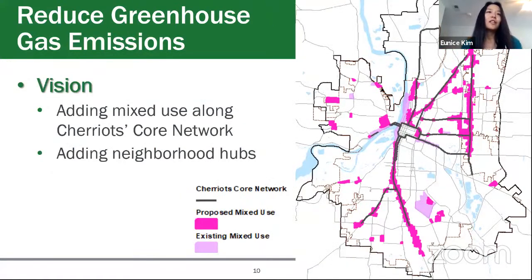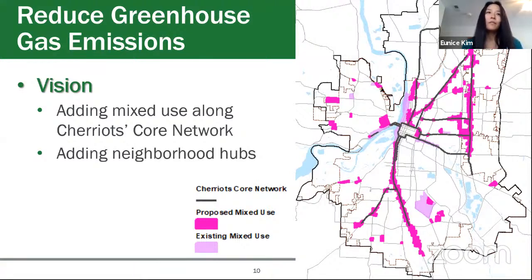So with our vision document, we did move towards that direction in terms of adding mixed use land along our core network. So Chariot's core network is this darker black line you see on the screen. And these are areas where our transit district has committed to keeping and increasing service. So you'll see it along Commercial, Lancaster, Market, Portland Road, again, all those dark lines. And we have used that to plan around it.